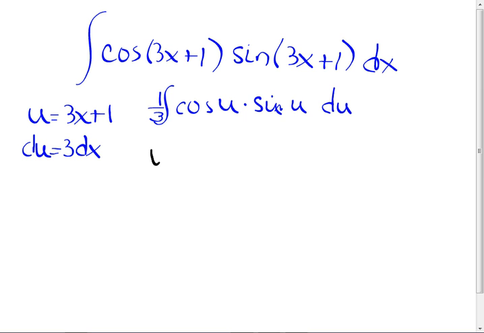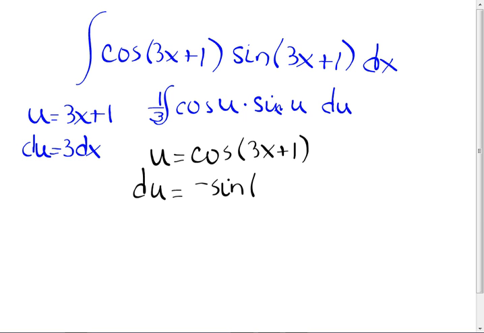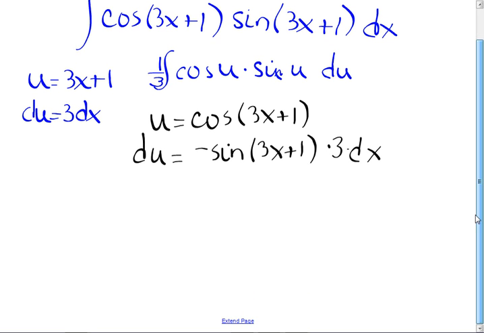What would you like u to be? The cosine? Okay. Cosine of 3x plus 1. Now can we go ahead and find du this way? du is the derivative of the cosine, which is what? Negative sine of 3x plus 1, times the derivative of the inside function, 3, and then dx. Remember I said we had to use differentials sometime. They were not going to go away.